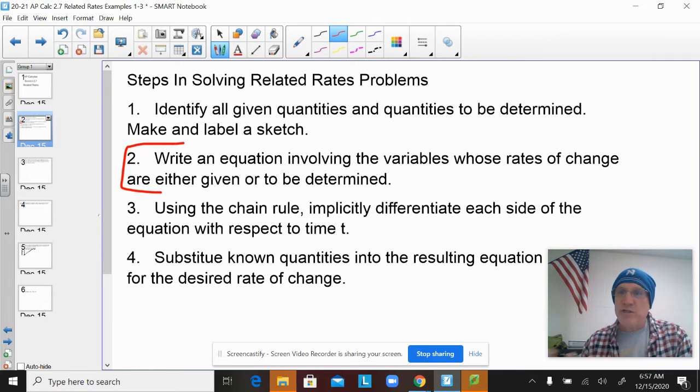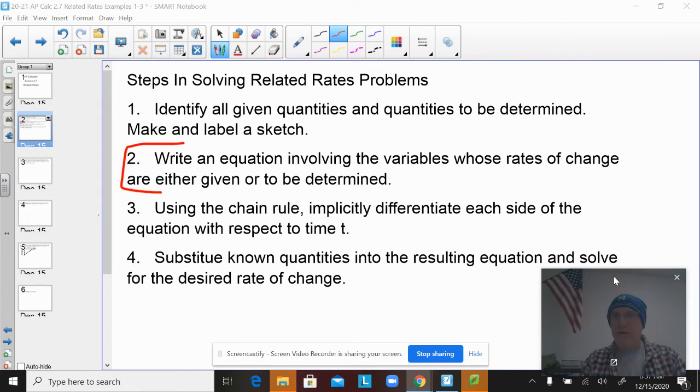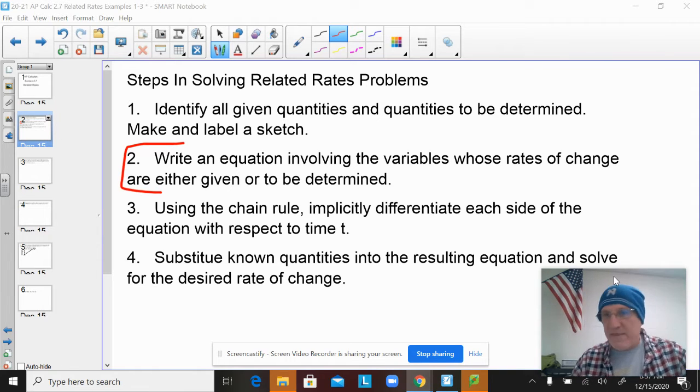Step 3 says use the chain rule. Take the derivative with respect to time. Remember, that means that every variable is going to have a d whatever dt attached to it. And then at the end, we are going to still substitute in the quantities that were given and solve for the quantity or the rate that we're being asked for. So much of this process hasn't changed. Now there's just a context. Again, I've got 3 examples. Let's see if we can get through these in a reasonable amount of time.